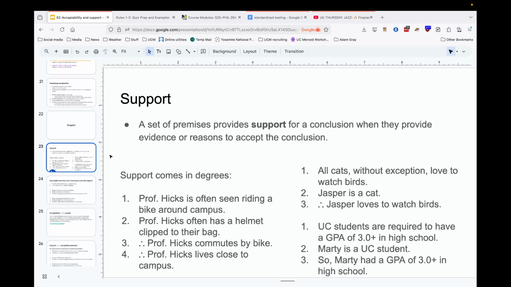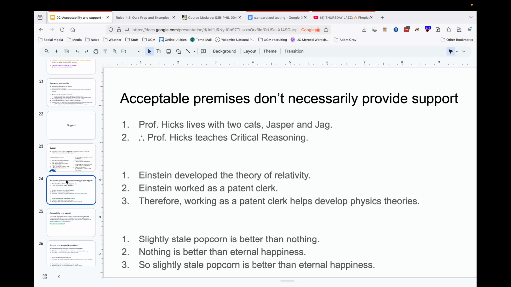But we have to think carefully about the relationship between support and some other concepts. So, first of all, acceptable premises don't necessarily provide support. So we need to separate acceptability from support. First example. Professor Hicks lives with two cats, Jasper and Jag. Hopefully, you all have enough evidence now to accept this premise that I live with these two cats.